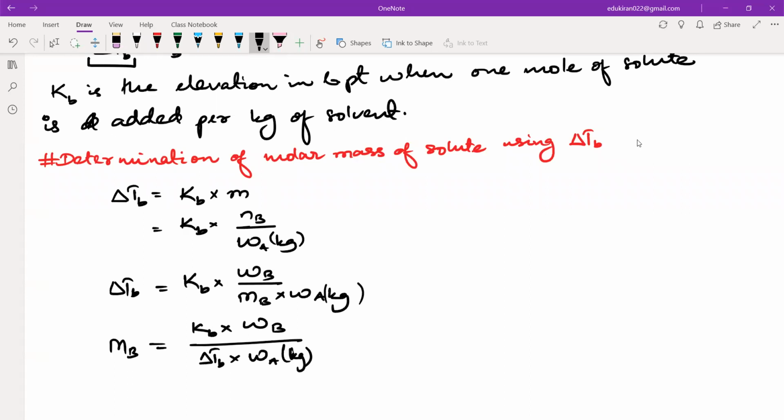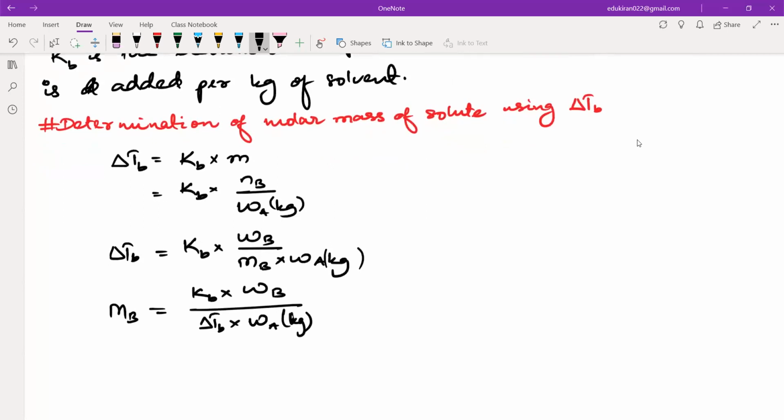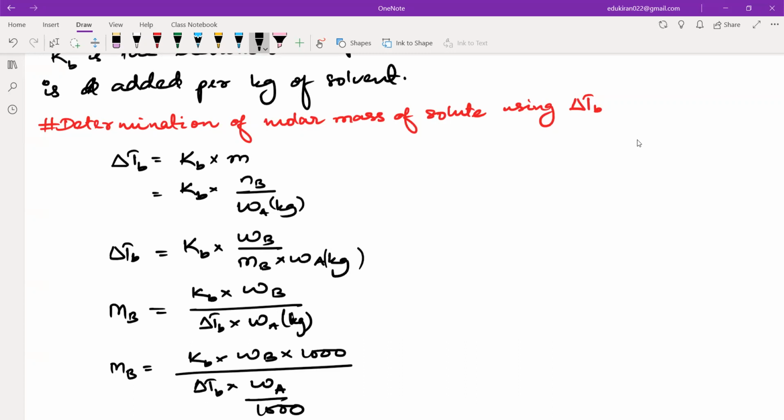Now, again, if I have the WA in grams, then in order to convert it, I will have to write KB into WB into 1000 divided by delta TB into WA. You can plug in the value of WA as grams. Actually, it was divided by 1000 here. This 1000 went above and became 1000 in the numerator. The denominator of denominator becomes the numerator.